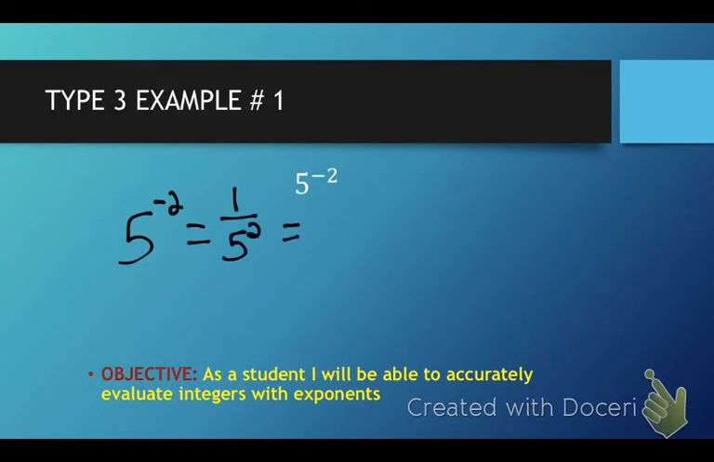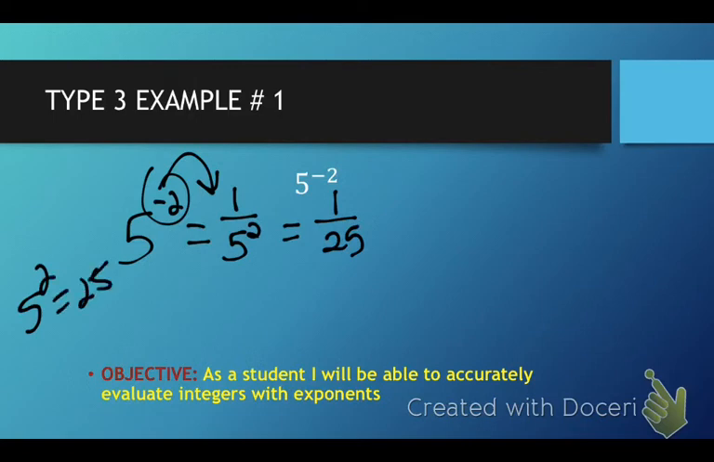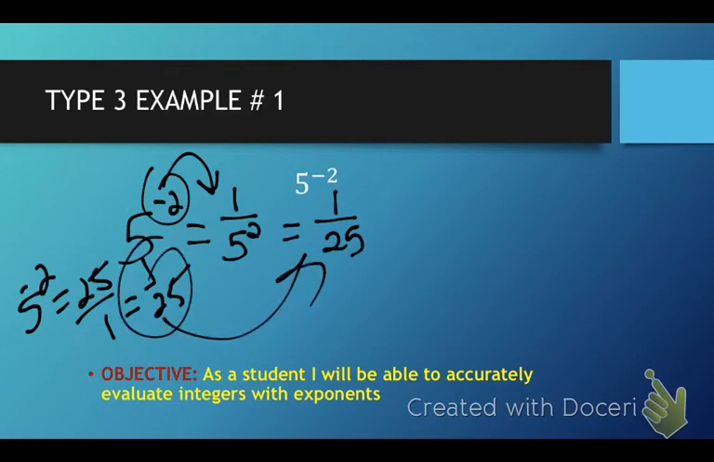1 over 5 squared is the same thing as 1 over 25. Remember, negative exponent means the reciprocal. Okay? Remember, you got to be careful. 5 squared was 25, right? So if I reciprocated it with the negative sign, instead of having 25 over 1, it would be flipped to 1 over 25, which is what we just did right there. And that's how we get the reciprocal.